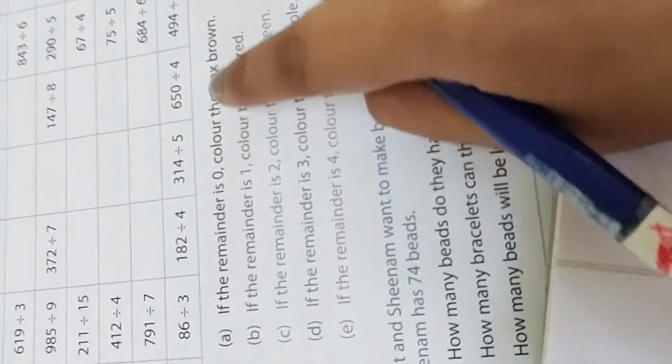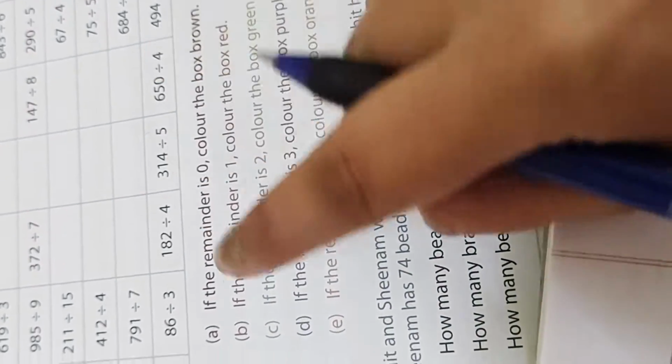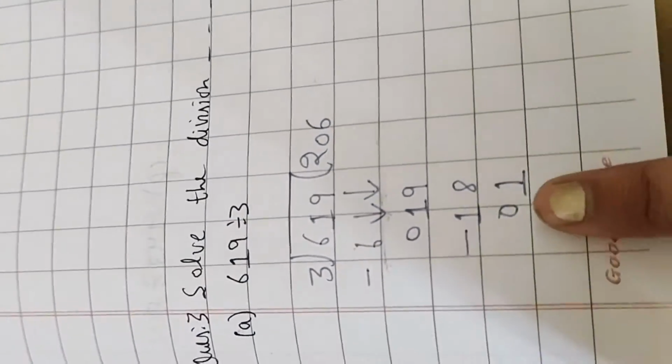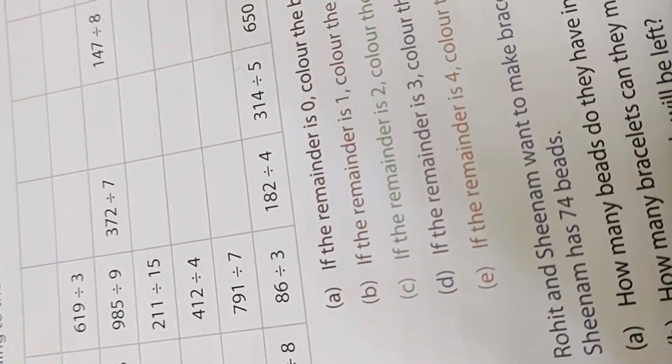If the remainder is 0, color the box brown. You can color the box brown. If the remainder is 1, color the box red. So as I have got 1 as the remainder, I have to color this box red. So I will bring this.